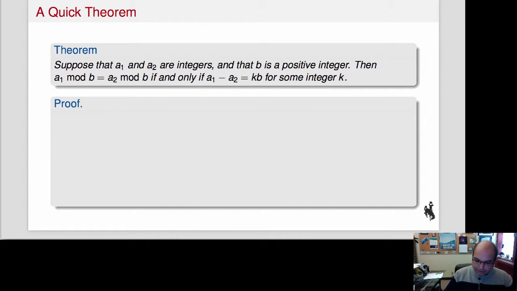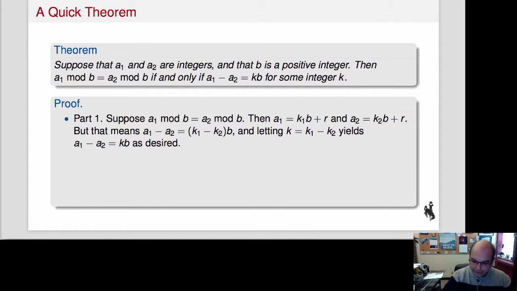Okay, so here's another theorem that I think is very useful. Take a1 and a2, which are integers, and b is a positive integer. What I want to show is that a1 mod b is equal to a2 mod b if and only if a1 minus a2 is a multiple of b. Okay, so let's do part one, the "if" part.